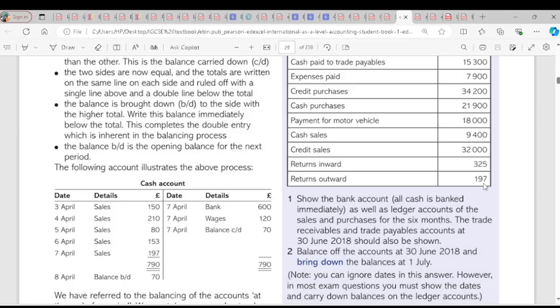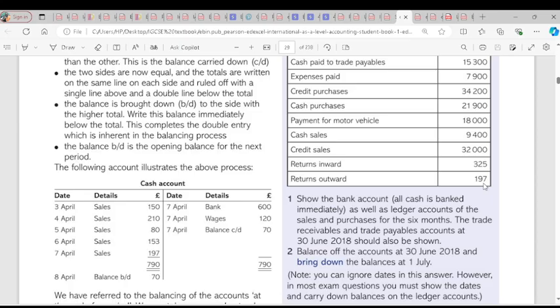What's the total of this? 72,100. And this has to be on the same line. So the difference is 32,200. So it makes it balance now. The difference between this side and this side is 32,200. How much is the total of this one? 39,900. When you add this together, it gives you 39,900. 39,900 plus 32,200 gives you this. Where do you bring the 32,200?